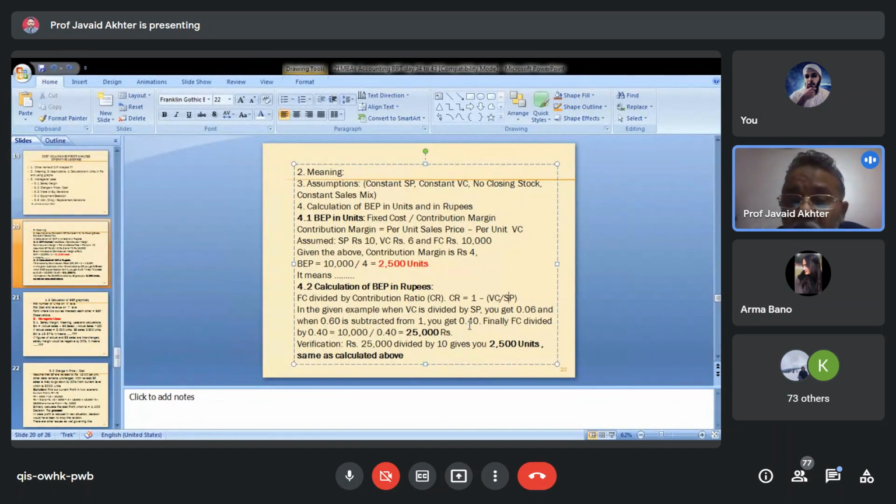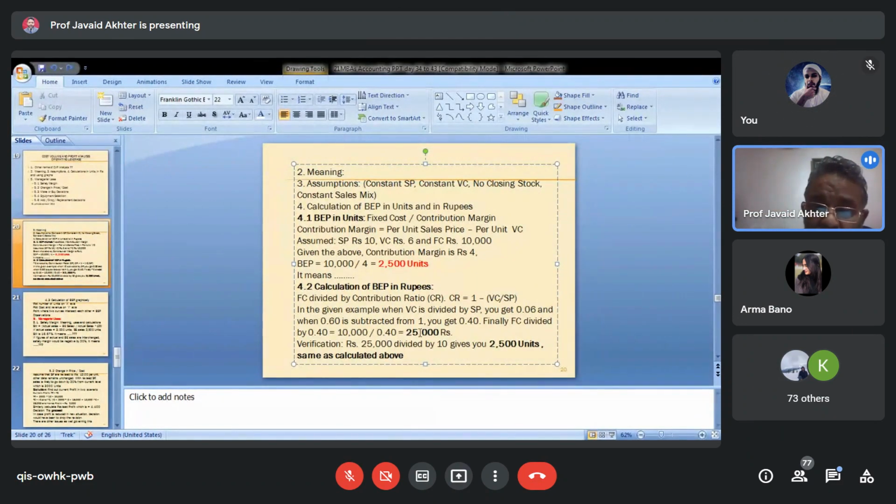Understanding of contribution ratio is necessary. You may be required to solve certain problems wherein this concept will be needed. So now divide 10,000 by 0.4, you get 2,500, isn't it? Sorry, 25,000. I'm sorry, 25,000.